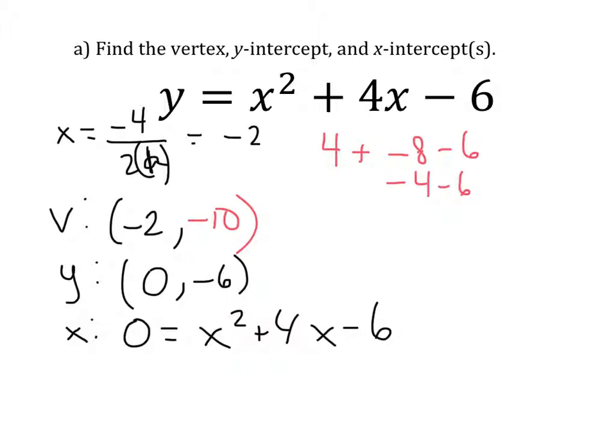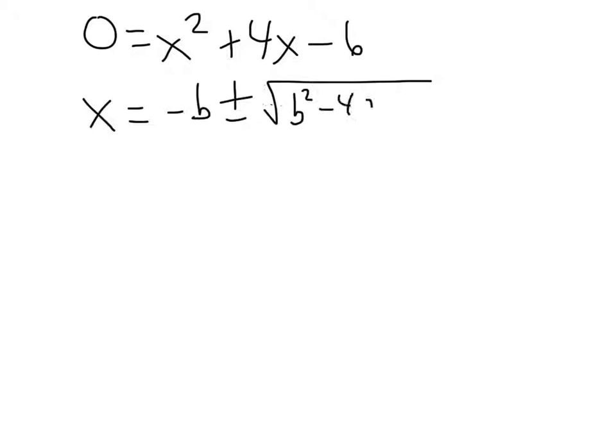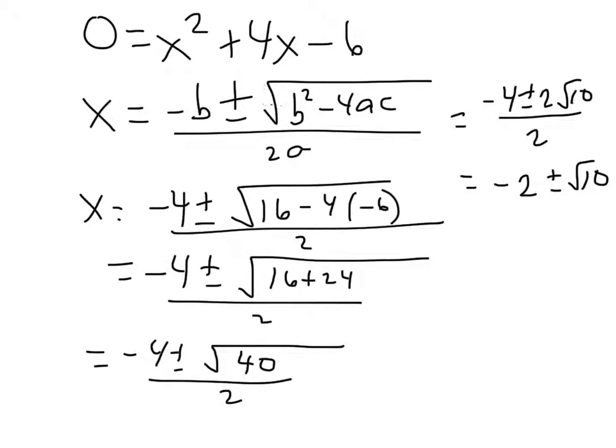And at this point, I have to look at this and decide, are there factors of 6 that add up or subtract to give me 4? And if not, that means I have to use the quadratic formula. It does appear for this one that I'm going to need the quadratic formula. So as it was stated before, the quadratic formula is x equals -b plus or minus the square root of b squared minus 4ac all over 2a. So I'll plug in all my variables, which when all done out gives me -2 plus or minus root 10.